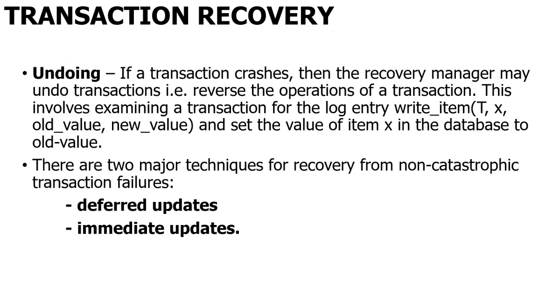In the recovery process, we have undoing things. In this undoing process, you have two different updates: deferred updates and immediate updates. Undoing is when the transaction crashes, and the recovery manager wants to do the undoing process. You have to reverse the transaction. That is called undoing things. In this undoing, we have two different types: one is deferred update and the other is immediate update.